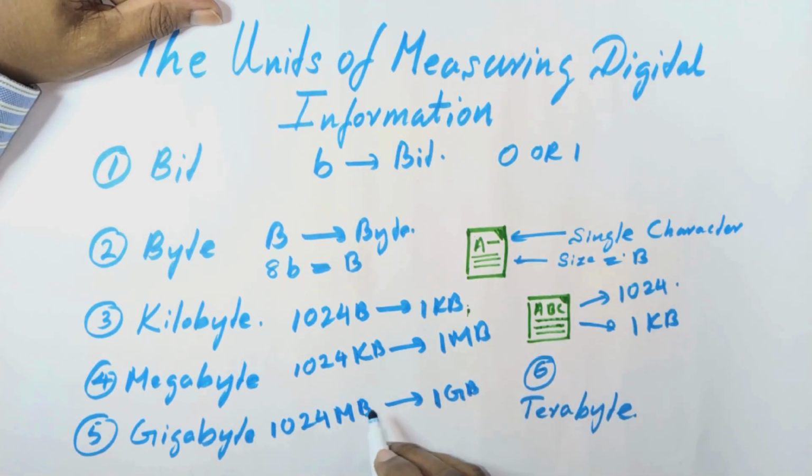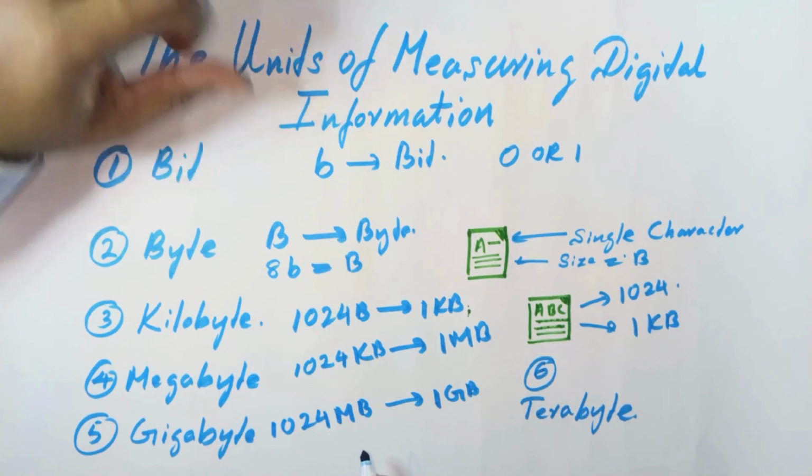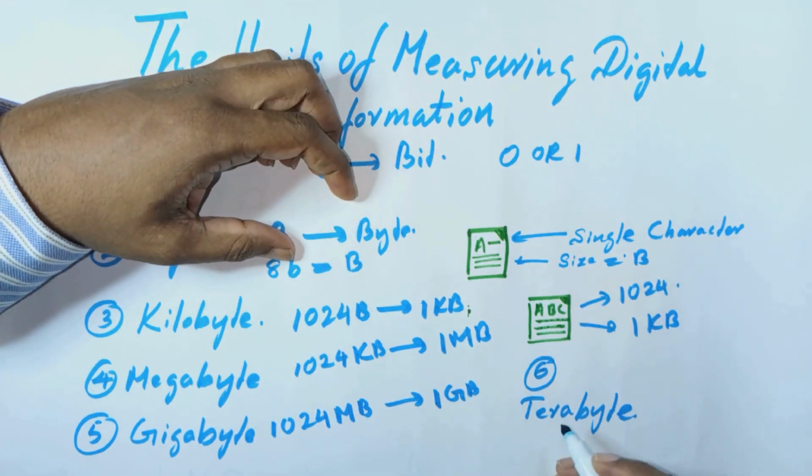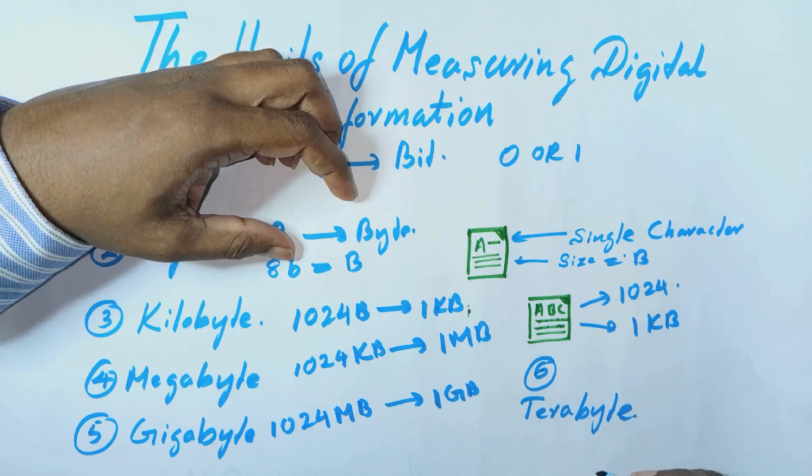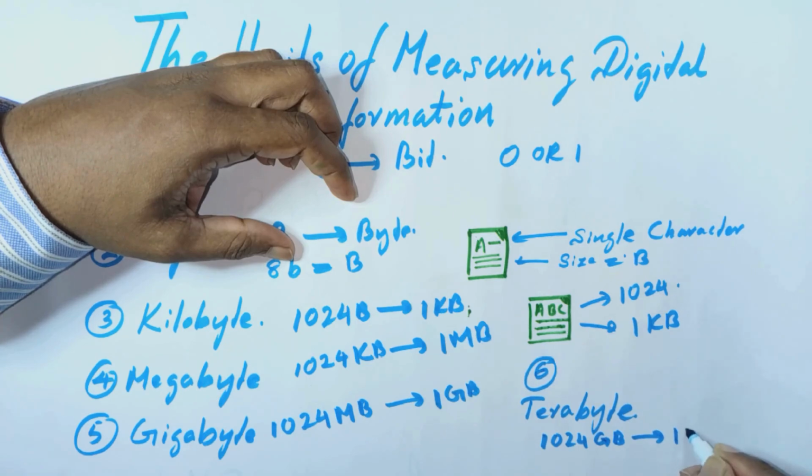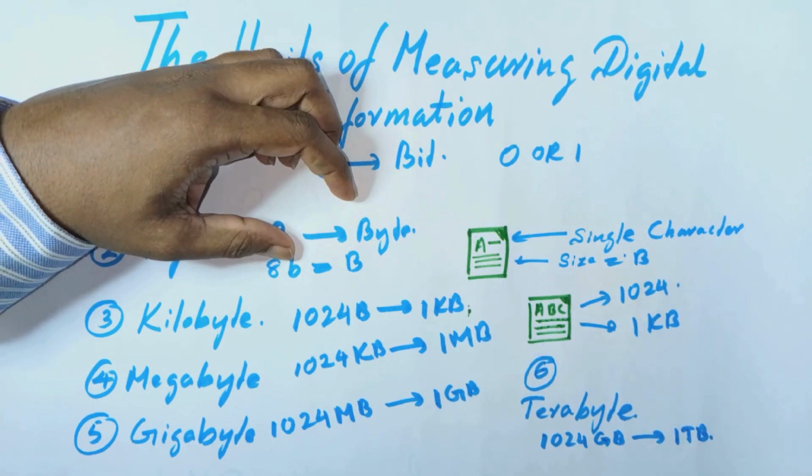Now you can see there is a pattern here. Okay, let's do another one. The next one is terabyte. Now it's 1024 gigabytes are equal to 1 TB.